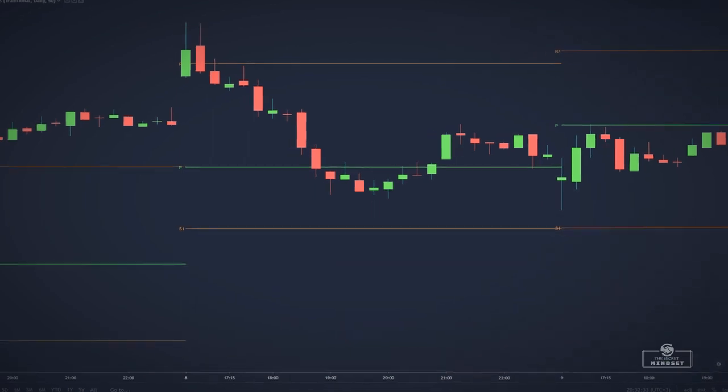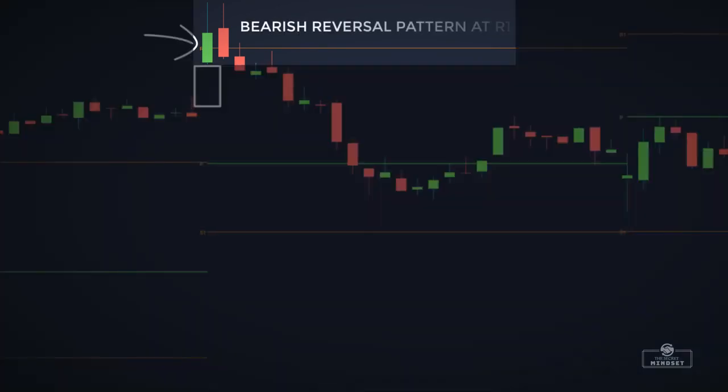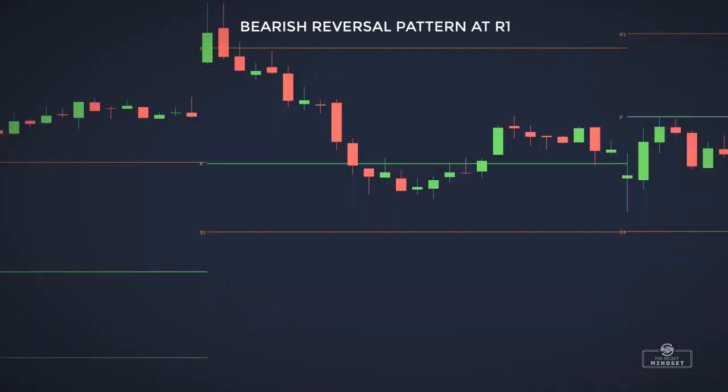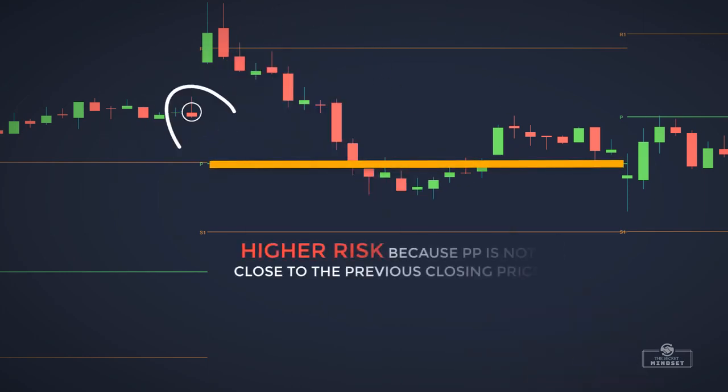On this Tesla chart, we see the R1 level offering resistance, and after that level was rejected, the sellers took control of the market and drove the price back to the main pivot level. This was a riskier trade because the main pivot wasn't as close to the previous day closing price as I wanted.